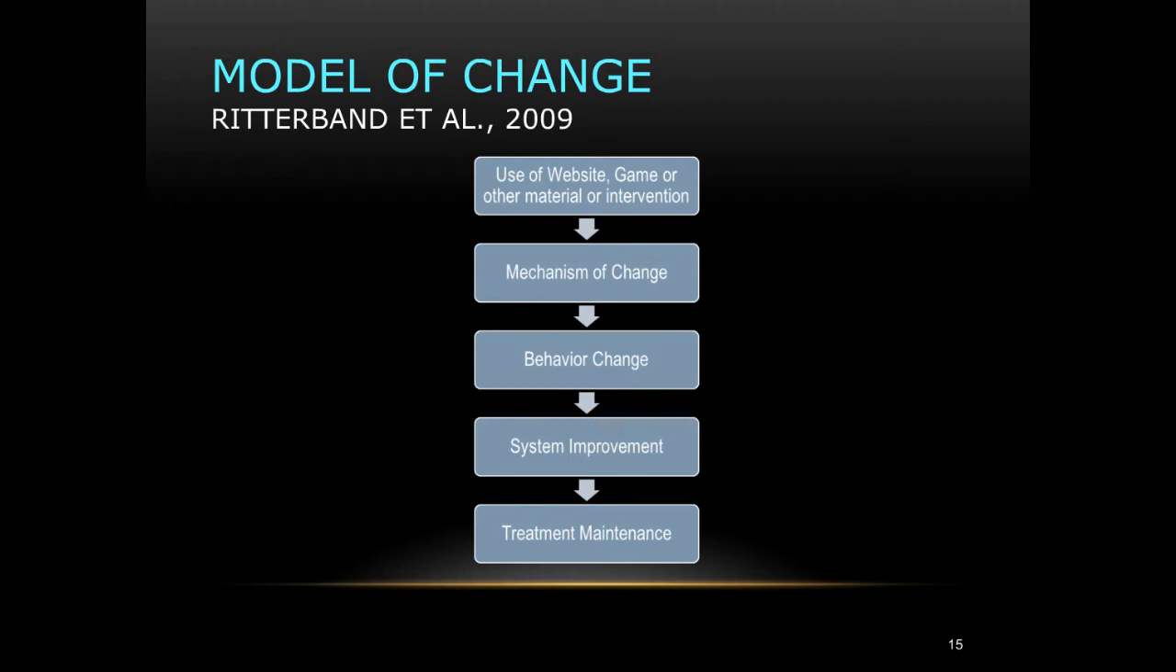The other piece that was important for us was thinking about not only the models of how people develop or change behavior, but also the use of technological internet gaming interventions with this process. And so the theory by Ritterband and colleagues helped to inform how the use of the intervention, whether it was a website or a game or other material, then allowed for the mechanisms of change and then promoted behavior change, symptom improvement, and treatment.